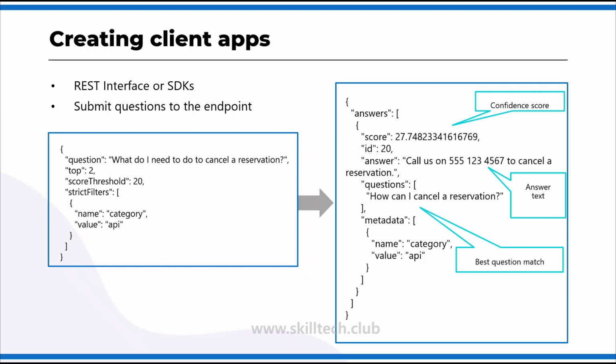And then it is showing you that the top two intents are there, and the score threshold is 20. And then it is showing you that we are strictly restricting this filter to a specific category, which has a value of API. And once we send this request, the response has a confidence score showing us that score, the ID associated with it, the answer which we retrieve from the knowledge base, and then the follow-up questions associated with that, if there are any.